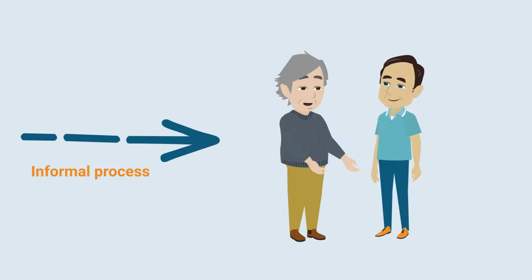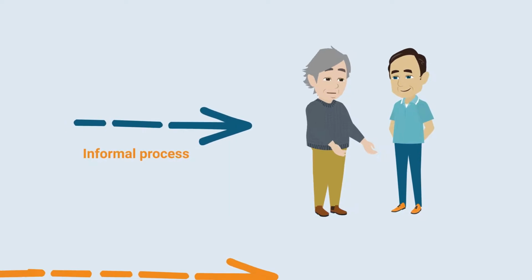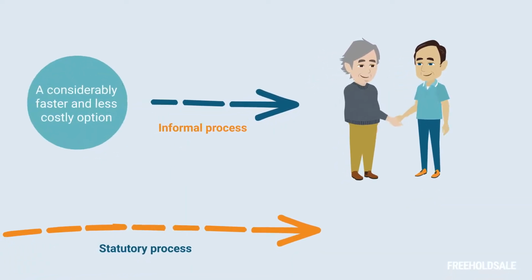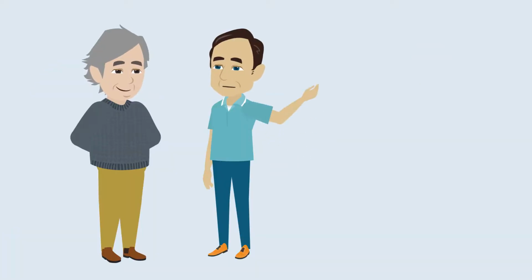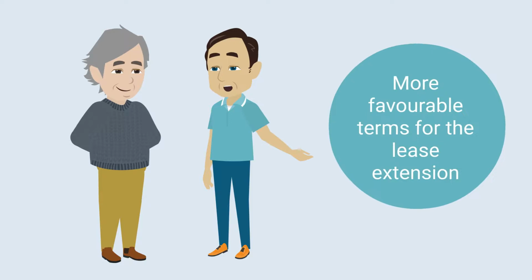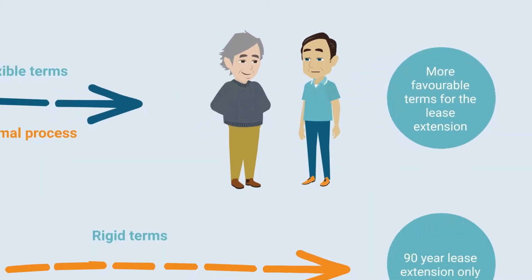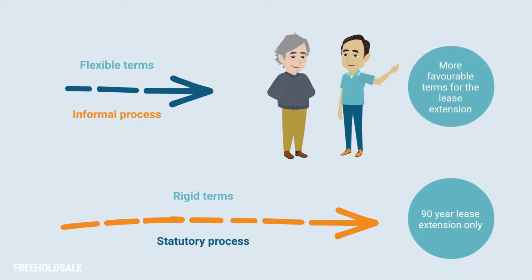The informal process enables leaseholders to obtain a lease extension via direct negotiation with the freeholder. This removes some of the cost, liabilities, and formal procedures that the statutory process entails, making it a considerably faster and less costly option for leaseholders. Leaseholders may also be able to obtain more favourable terms for the extension, as directly negotiating with the freeholder can offer more flexibility in the outcome than the statutory process.